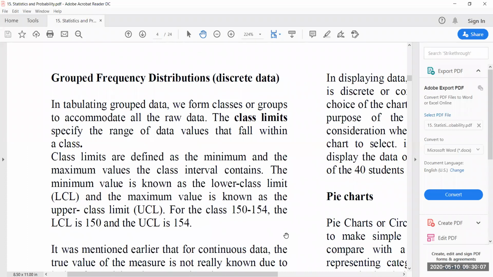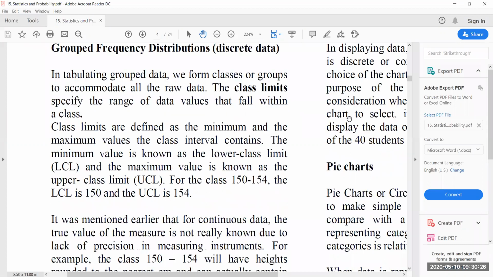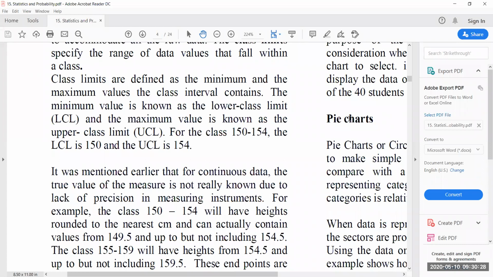All right, so let's look at grouped frequency distribution for discrete data. In tabulating grouped data, we form classes or groups to accommodate all the raw data. The class limits specify the range of data values that fall within a class. So class limits are defined as the minimum and the maximum values the class interval contains. Now you must understand this, right? For you to understand that, you must understand the lower class limit and the upper class limit.